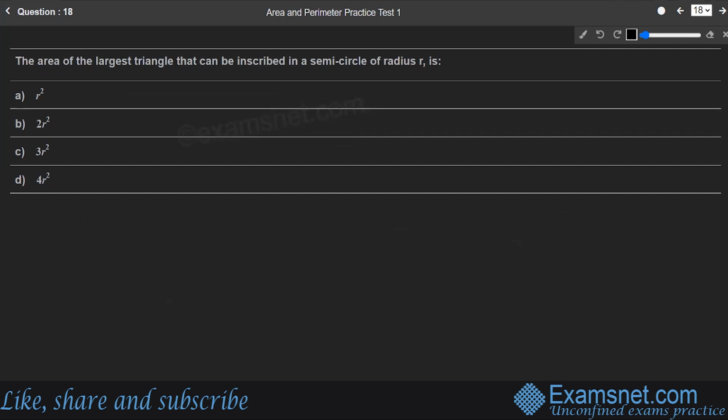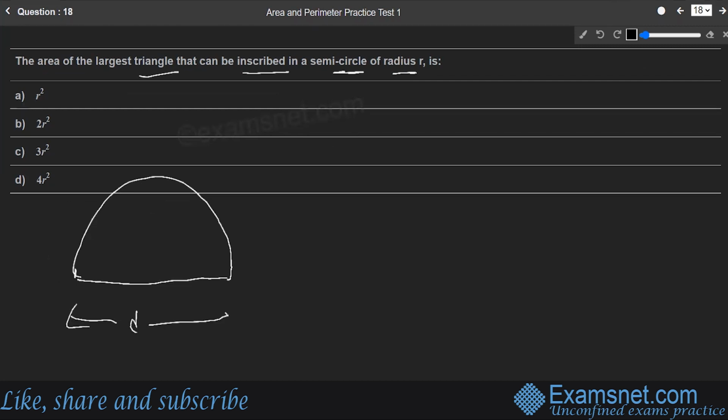Now he says the area of the largest triangle that can be inscribed in a semicircle of radius r is. Okay, so let's create a semicircle. Semicircle is like this, where this particular straight line is a diameter. Let's say the diameter length is d, or we can place the center here and break that down into radius form, r and r, and one more r goes like this. So this is the semicircle.